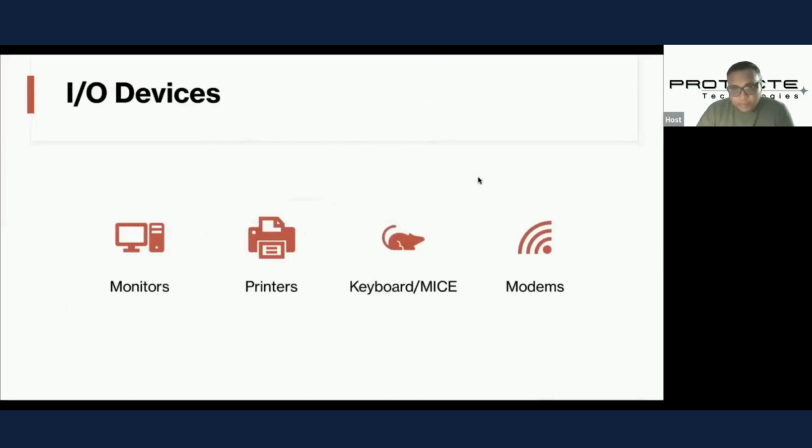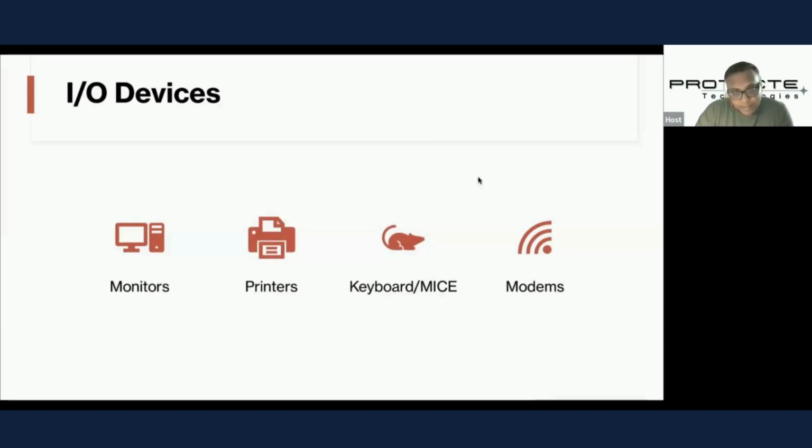Right. Now, there are a lot of input-output devices in your systems. You should generally be aware. This is basic knowledge. Monitor is an output device. Printer is an output device. Keyboard and mice are input devices. Your modems are communication devices which work as both input and output.